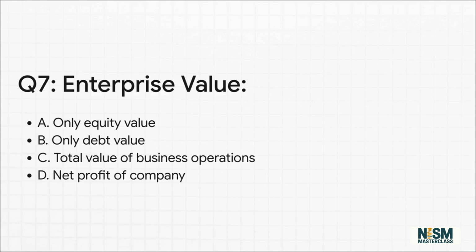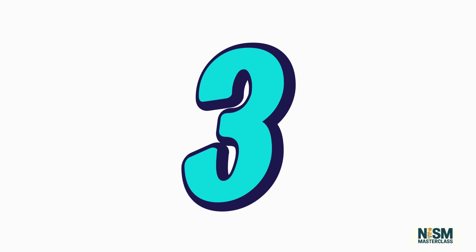Question 7. Enterprise value represents A, only equity value, B, only debt value, C, total value of business operations, or D, net profit of company. Pause now if you need more time.